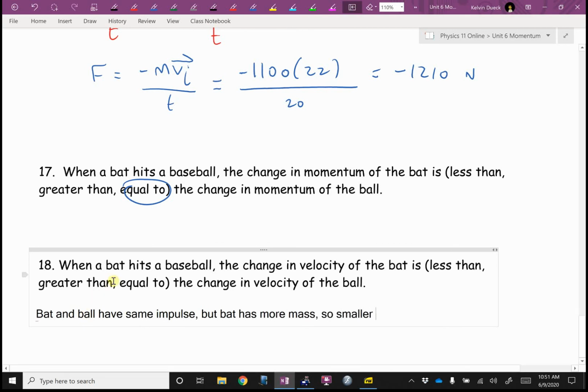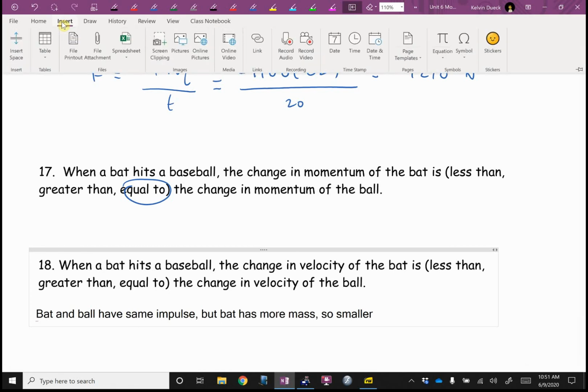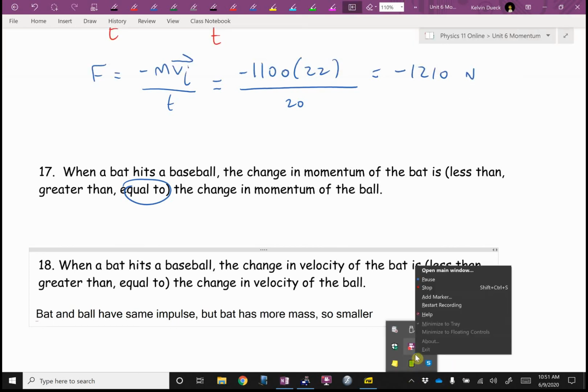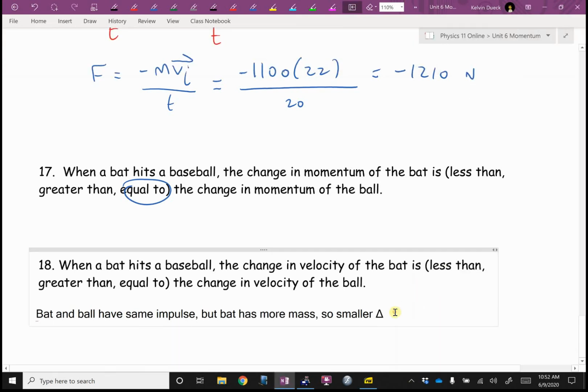Where's my delta symbol, Mr. Dewick? Do I have it here? Insert. Symbol. Show me a delta. I have to pause while I find out how to do a delta. There's the delta. So it's going to have a smaller change in velocity. So the answer is less than. The baseball is going to have a bigger change in velocity, which is why the baseball takes off like a rocket.